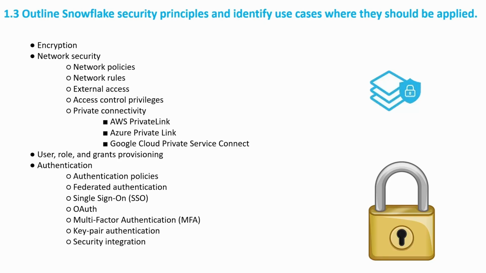Let's cover lesson 1.3, which outlines the Snowflake security principles and identifies use cases where they should be applied. We will be covering everything about network security, encryption, users, roles, and grants. We will also touch base on authentication parts. First up is network rule.